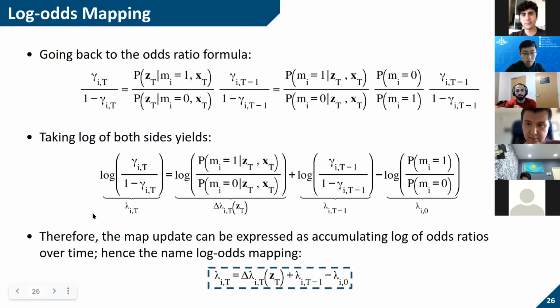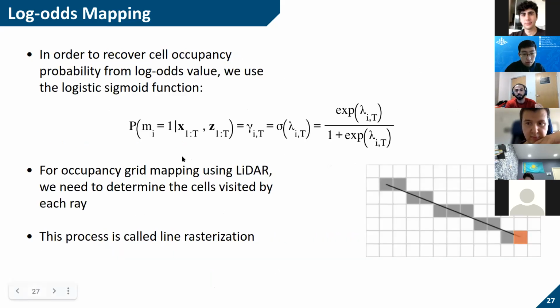What we are more interested in is gamma, because that tells us the occupancy probability of a map. So if we solve this equation for gamma, we land on the formula for occupancy from log odds value.